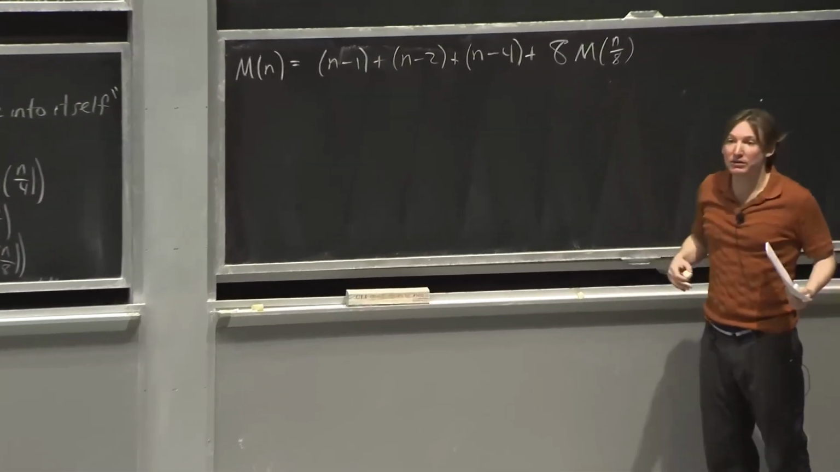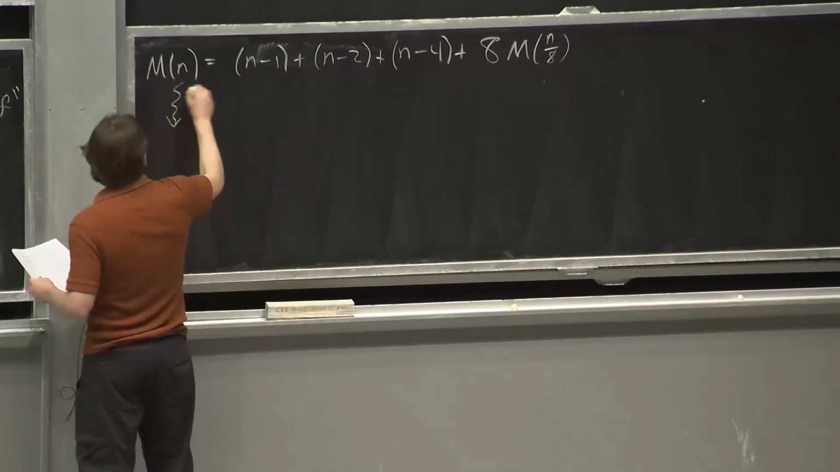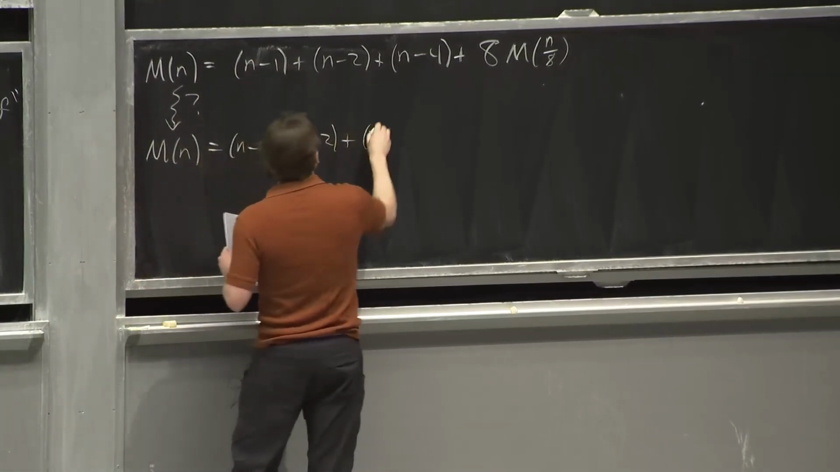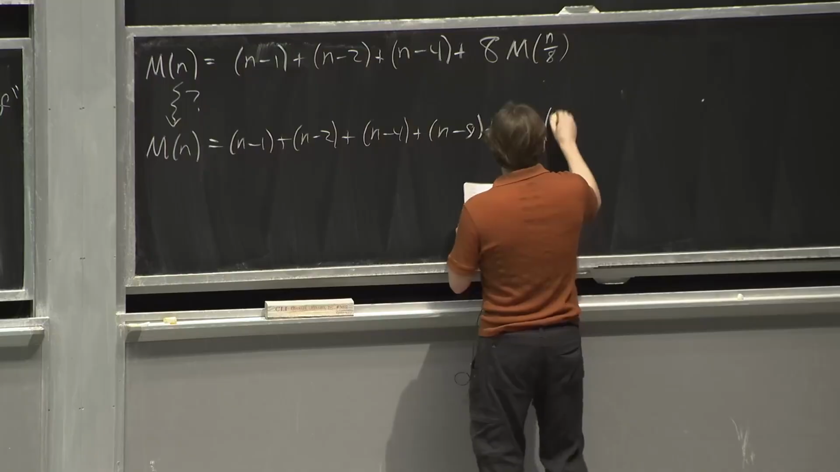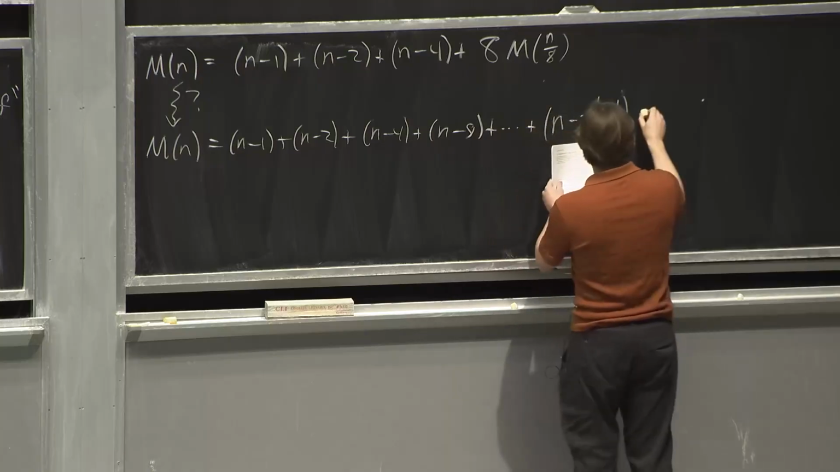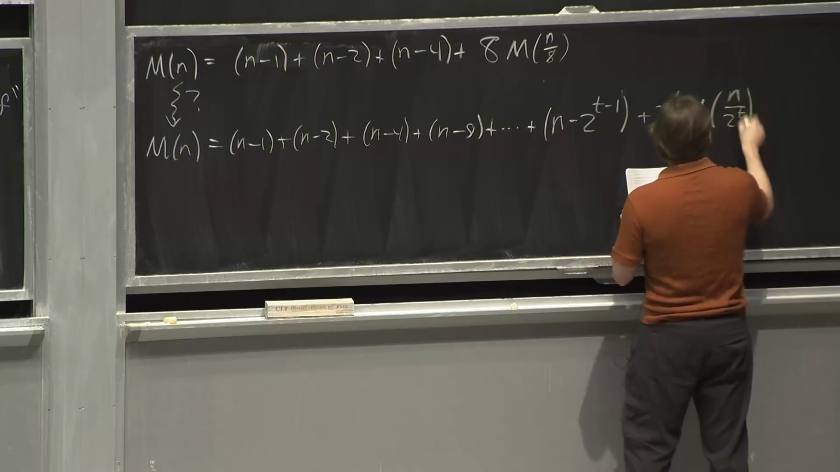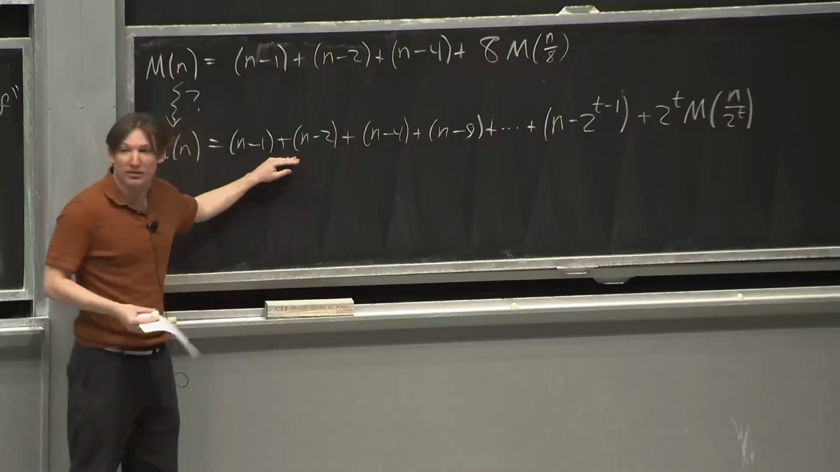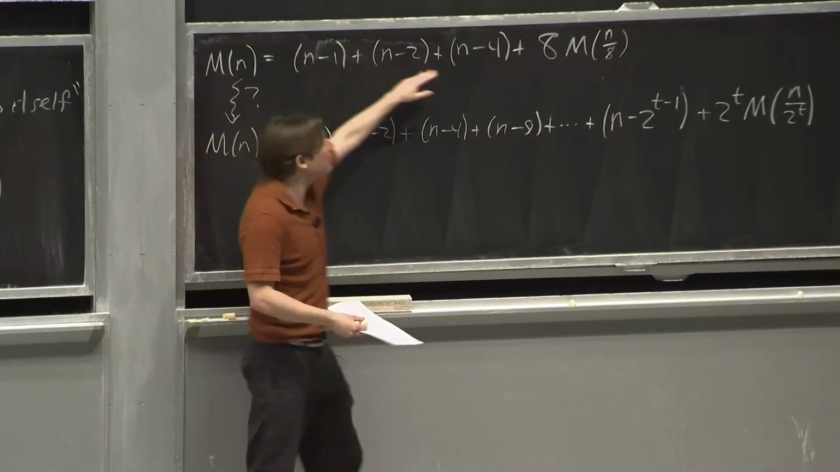And if we keep doing this, we can guess at the pattern we're going to see when we expand this further and further. We can guess that M of n is going to look like n minus 1 plus n minus 2 plus n minus 4 plus n minus 8 plus up to n minus 2 to the t minus 1, plus 2 to the t times M of n over 2 to the t. If we expand this many times, it looks like we're going to end up with this. This was just me sort of guessing at the formula we're going to get, but informed guessing by how this keeps expanding.